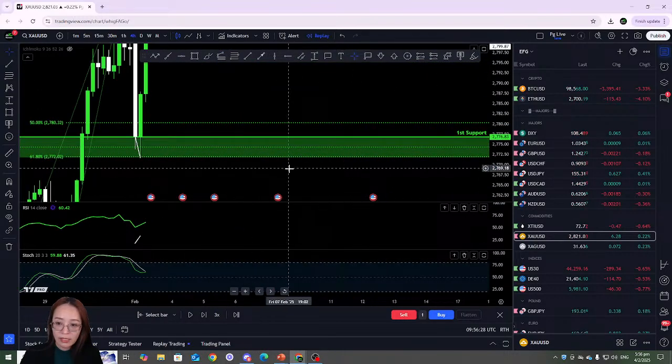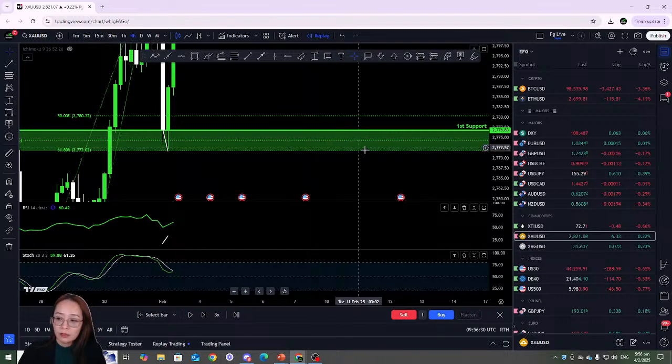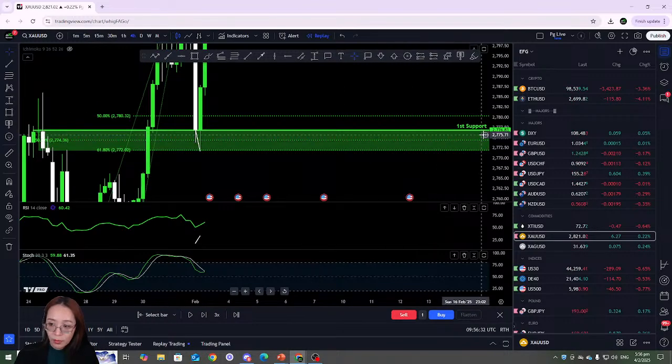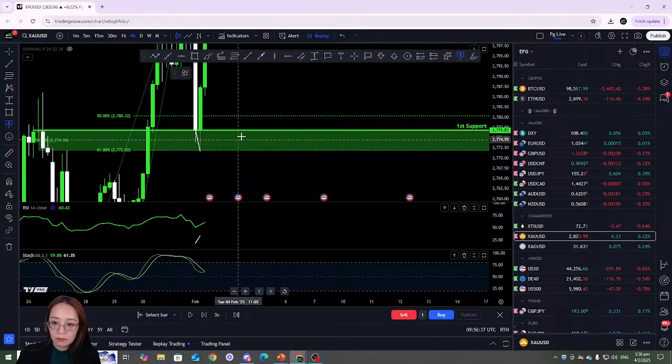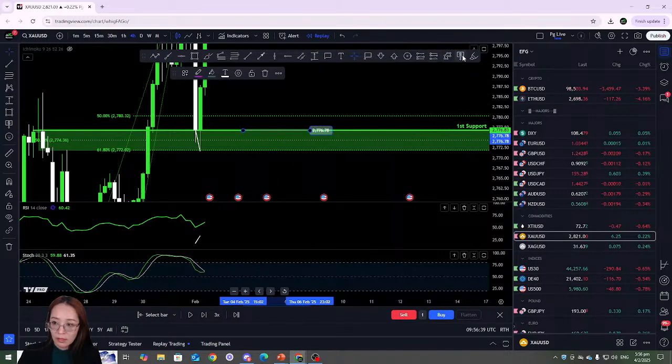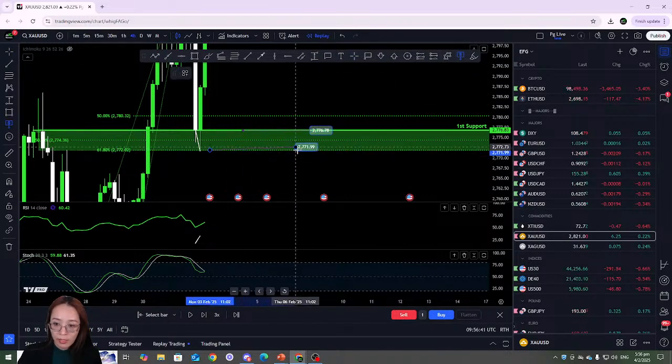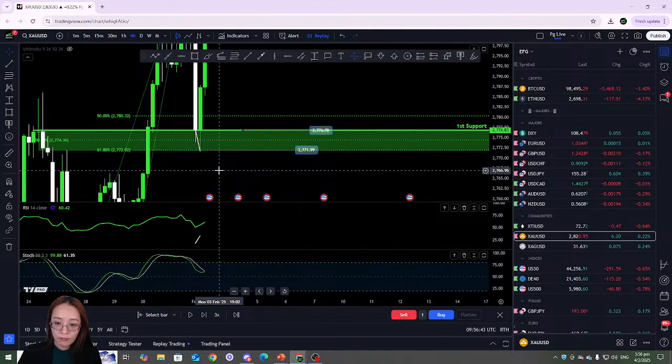Let's say you identify the key support level, which is from 2776, which is this number, and the lower one is 2771, so it's about 50 pips.